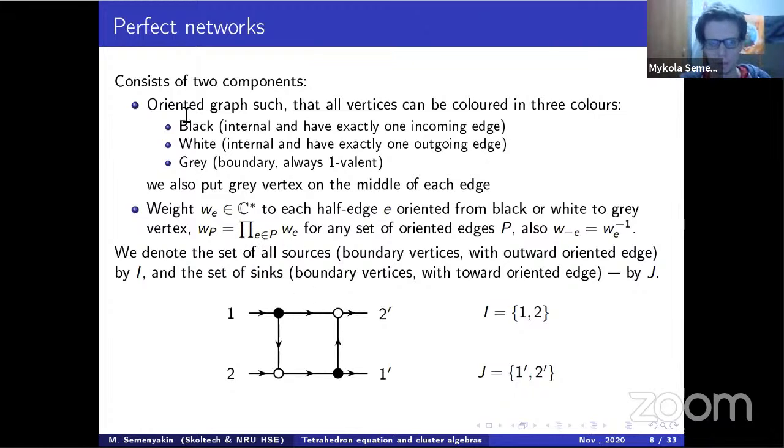And the second half of data attached to a planar network is our weights. We attach a weight to each edge, or it's better to say to each half edge. And the weight is natural: if we have a collection of edges, the weight of the collection is the same as the product of weights. And if you have an edge with the opposite orientation, we have the weight to the minus first degree, and it's very natural.